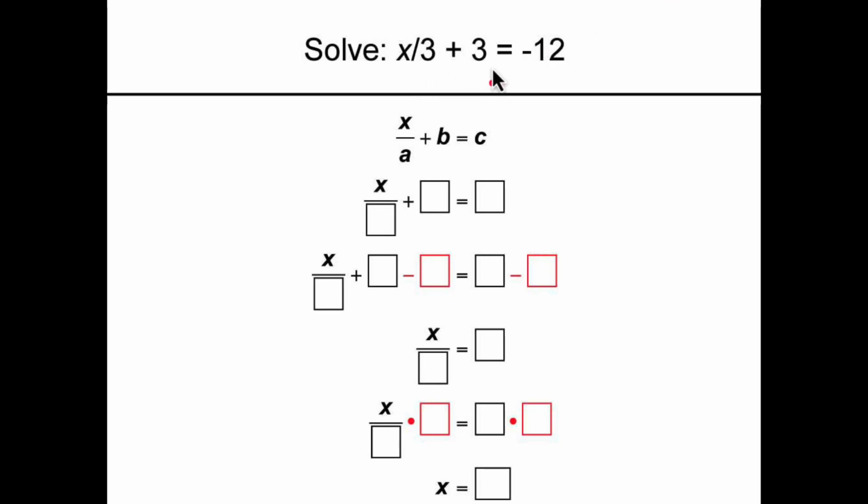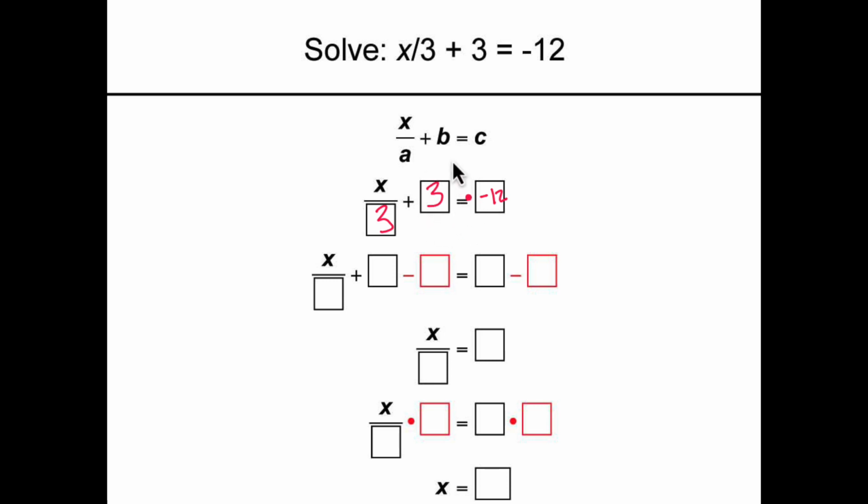Solve this two-step equation. It's a two-step equation because it involves two operations, division, shown here, and addition, shown here. Let's take this equation and plug it into this template. So we have x divided by 3 plus 3 is equal to negative 12.